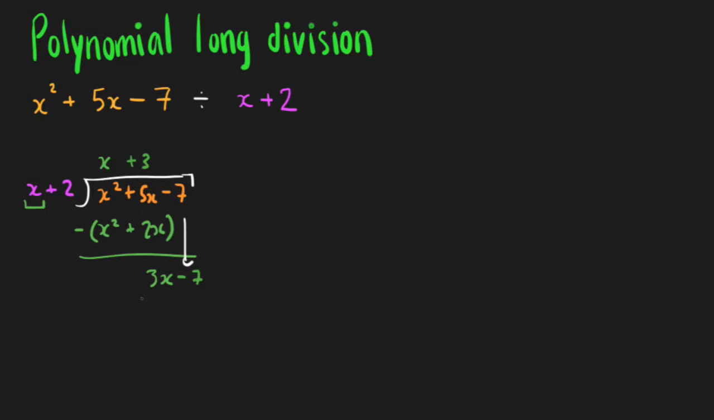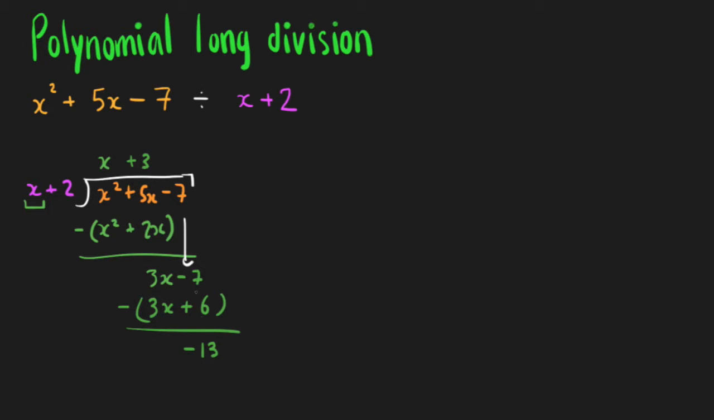Then to find out what we need to subtract, we multiply 3 by x plus 2. That gives us 3x plus 6. And we subtract that from what we have. What do we get? Well, 3x minus 3x is 0, negative 7 minus 6 is negative 13.